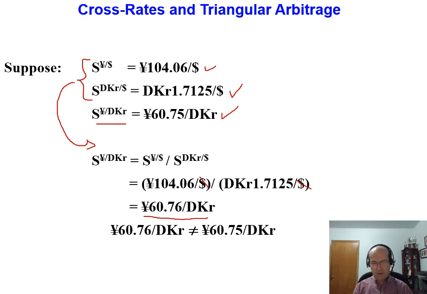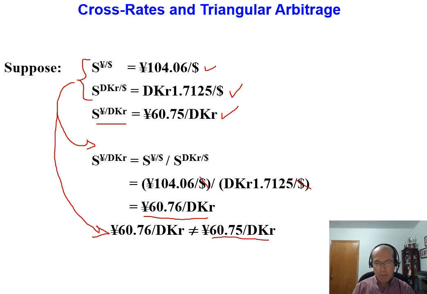So there is a difference between the exchange rate computed from the first two quotes and the exchange rate that we actually observe. So there is a disequilibrium condition. Is it good news or bad news? It's great news, because what does it mean? It means there is an arbitrage opportunity. What is an arbitrage opportunity? An arbitrage opportunity is an opportunity to earn return without any risk. So it's a free lunch.